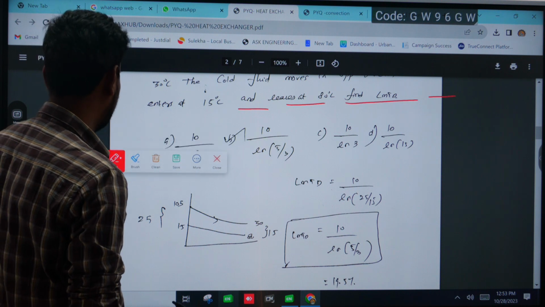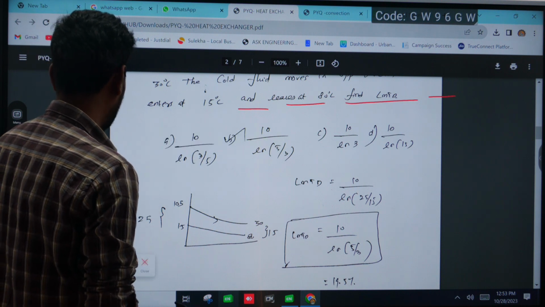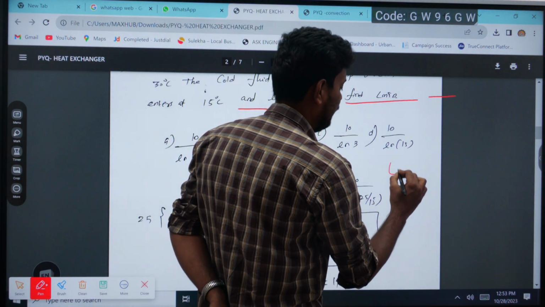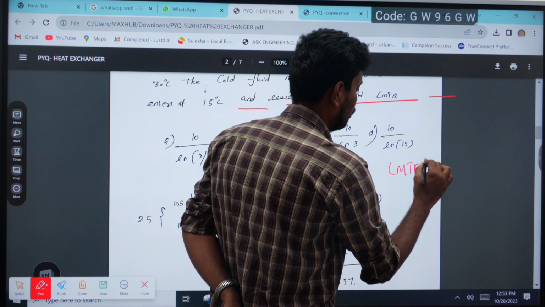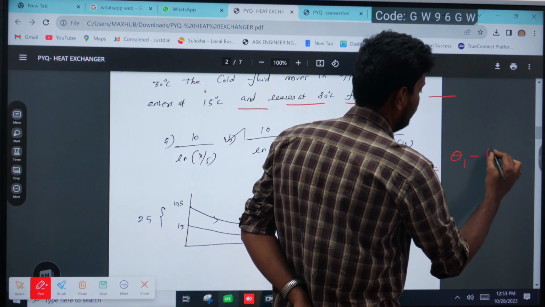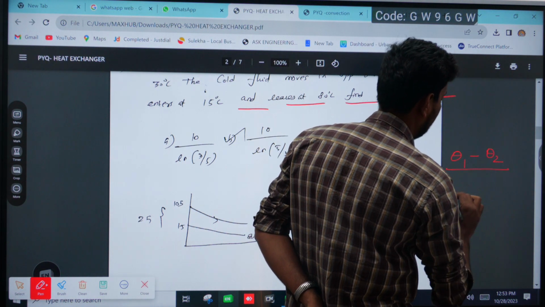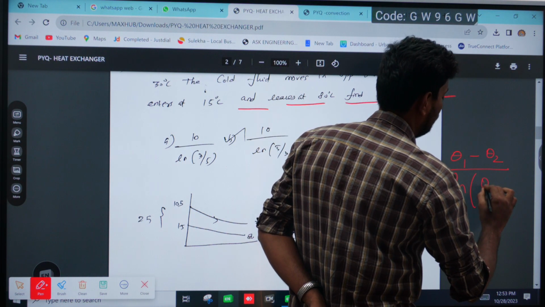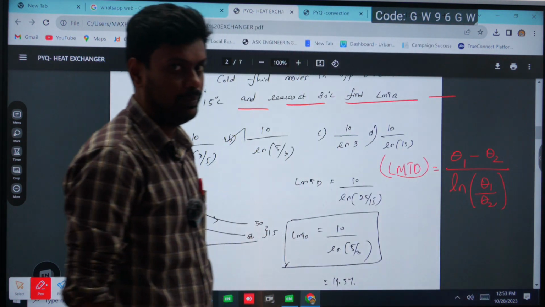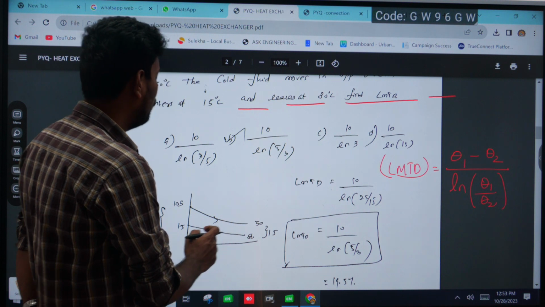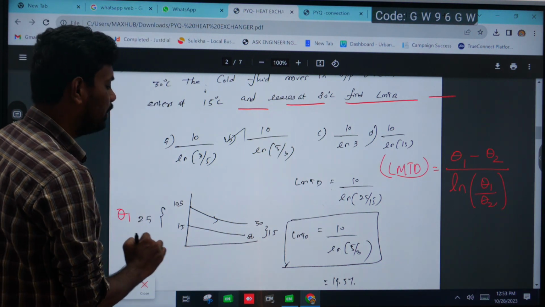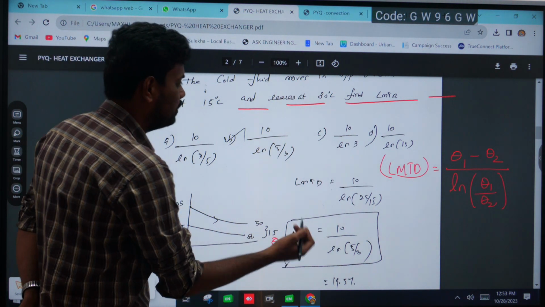What is the formula for this? Actually, what I have already told in the video lecture, LMTD equals theta 1 minus theta 2 by ln of theta 1 by theta 2. This is the formula for LMTD, right? So here theta 1 means the temperature difference between this. This is theta 1 or delta T1. This is theta 2. It is very simple to solve.